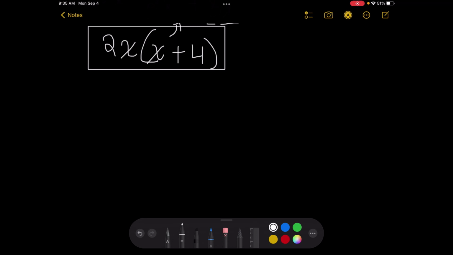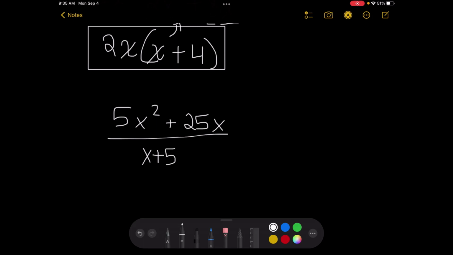So let's try and simplify the expression 5x squared plus 25x divided by x plus 5. What is this equal to? Well, notice we can factor the numerator of the expression. So we can factor this as 5x because each term is divisible by x and 5. So we can factor out a 5x.